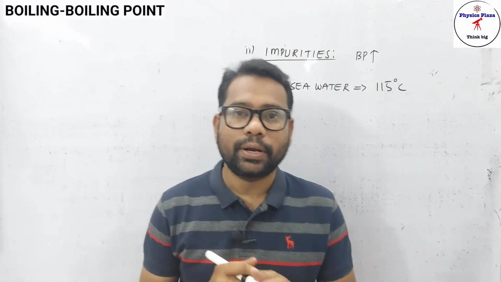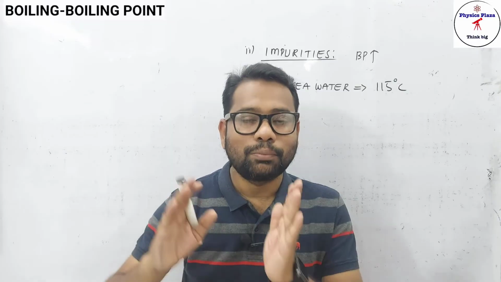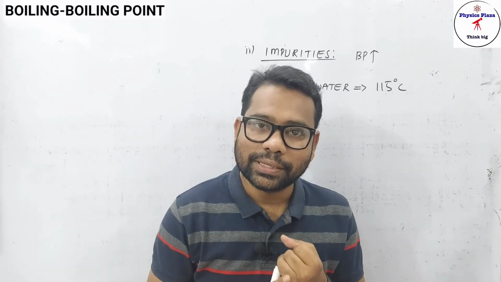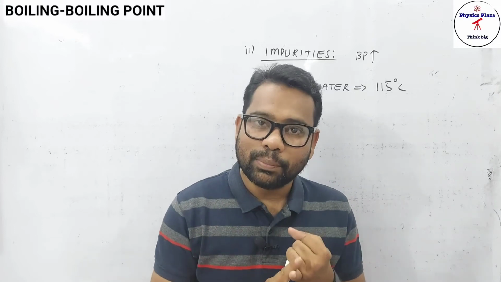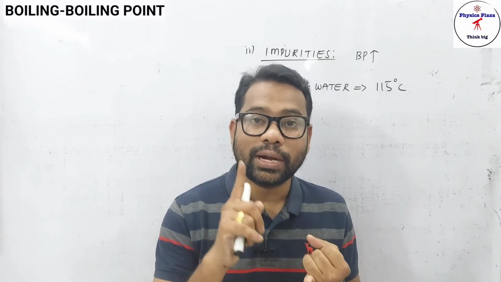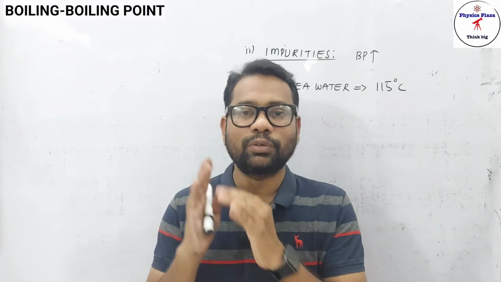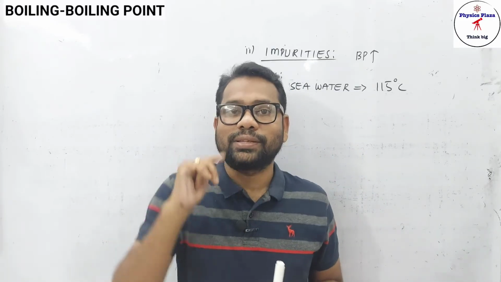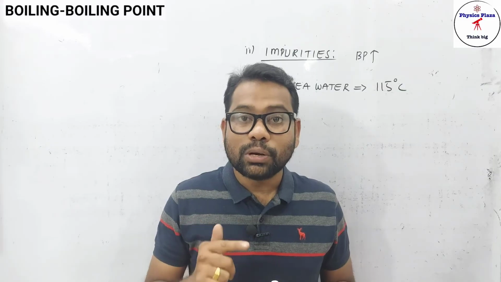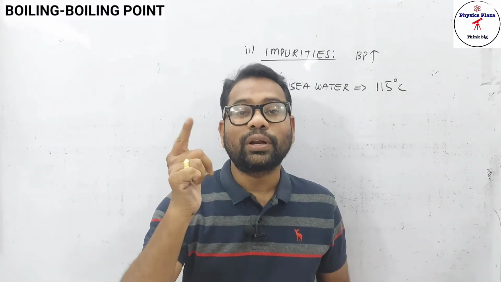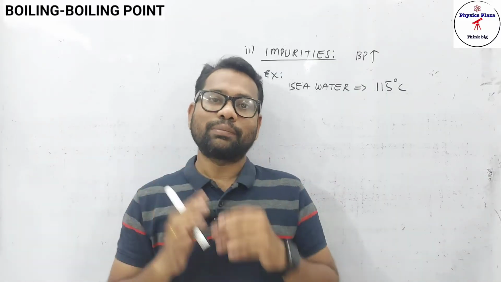Children, just compare the melting point of ice and the boiling point of water. The melting point of ice decreases in both cases. When you increase the pressure, melting point of ice decreases. When you add impurities, melting point of ice decreases. Now think about the boiling point of water. In both cases it increases. When you increase the pressure, boiling point of water increases. When you add impurities, boiling point of water increases. So this is how we can remember.